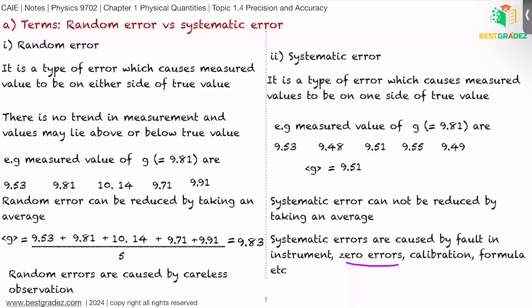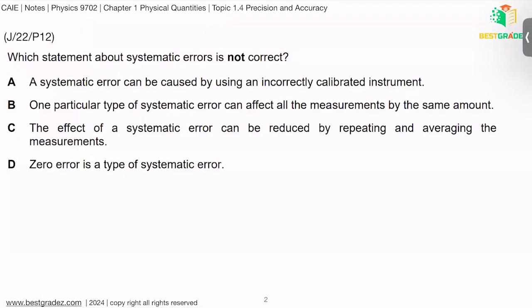Systematic errors such as zero error, calibration, formula, instruments, etc. I need to fix the issue by observing where the error is. So it may be zero error or calibration or even the formula. Maybe I'm using an incorrect formula or whatever, which is causing all the values to be less. So if you are able to observe a trend, it's a systematic error. If you are unable to observe a trend in the error, then it's a random error. And today we'll discuss few questions related to it.